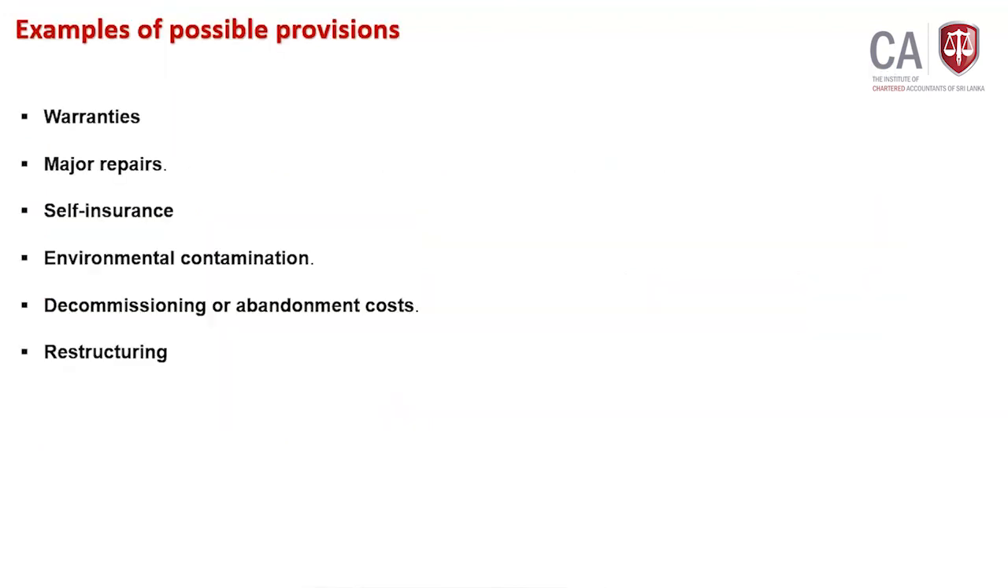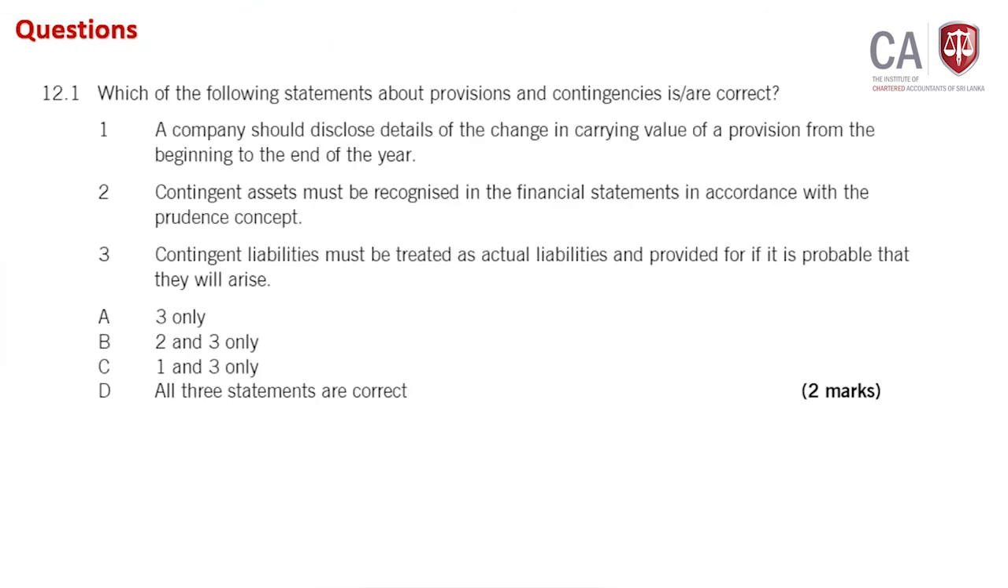Examples of provisions. These are the examples for what? Provisions. Warranties, major repairs, self-insurance, environmental contamination, commissioning and abandonment costs, restructuring. These are the examples for provisions. They can be tested, that's why they are included. Fine. We have done the theory part.